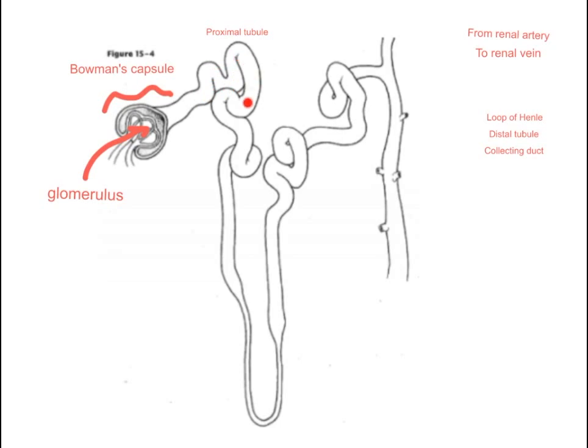And the filtrate, the stuff that's taken away from the blood, sort of snakes its way down through here, down the descending limb of the loop. Oops, the loop of Henle. So this thing here is the loop of Henle. Down and back up the ascending limb, and it gets to this thing called, here, the distal tubule.